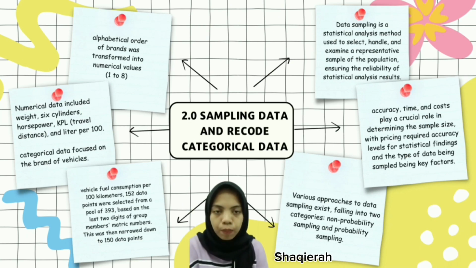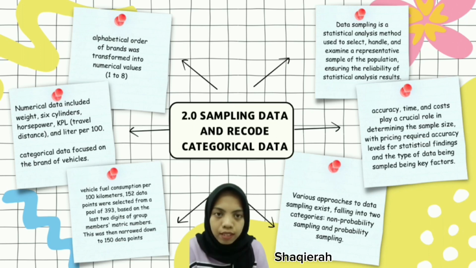Next, 2.0 sampling data and record categorical data. First, data sampling is a statistical analysis method used to select, handle, and examine a representative sample of the population, ensuring the reliability of statistical analysis results. Second, considerations between accuracy, time, and cost play a crucial role in determining the sample size with the required accuracy levels for statistical findings. Third, various approaches to data sampling exist, falling into 2 categories: non-probability sampling and probability sampling.